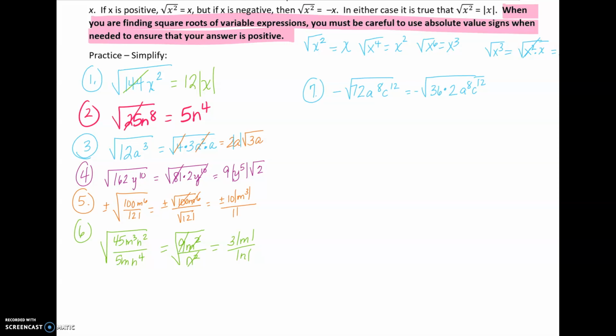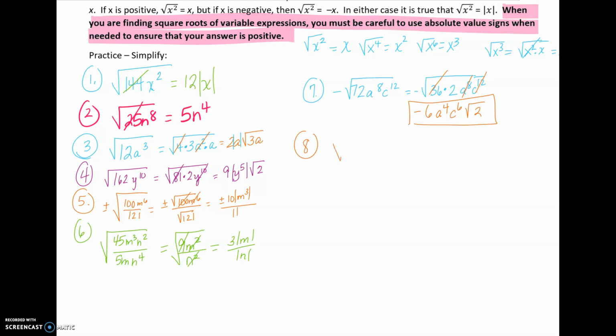Okay, so now I'm going to take my square roots. The square root of 36 is 6, so it's this negative 6. I'm keeping the 2. It's not a perfect square. The square root of a to the 8th is a to the 4th, that's even. The square root of c to the 12th is c to the 6th, that's even, so I don't have to worry about absolute values on those variables. What I'm left with under the radical is the square root of 2. So my answer is negative 6, a to the 4th, c to the 6th times the square root of 2.